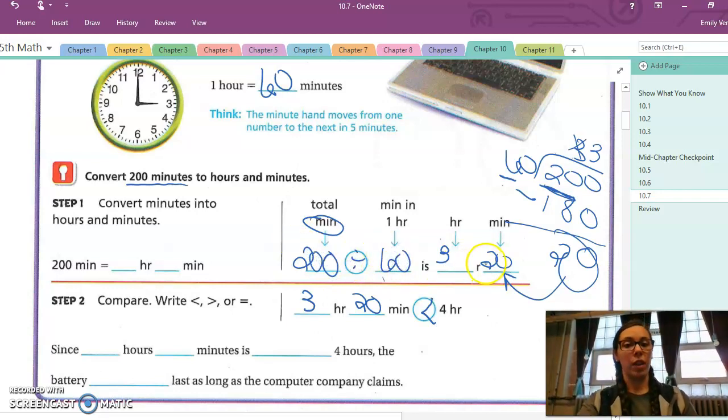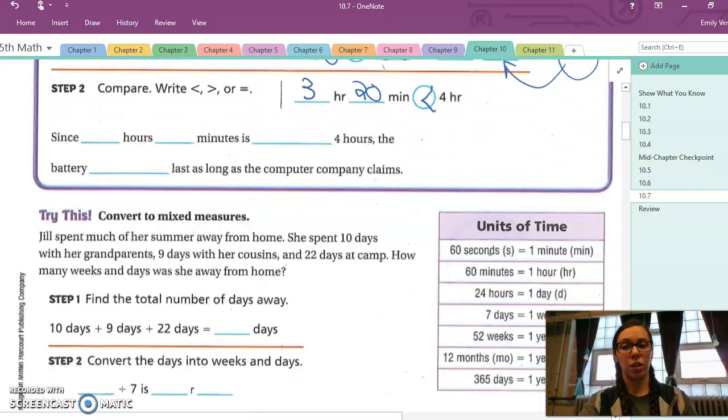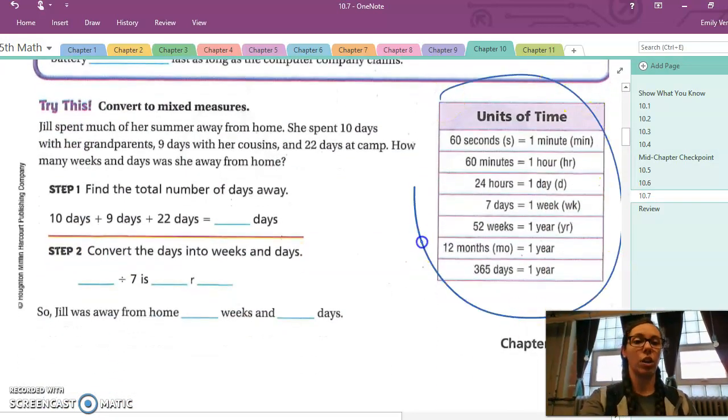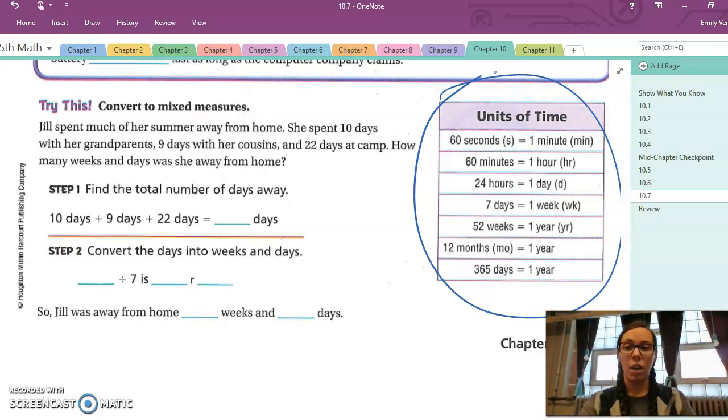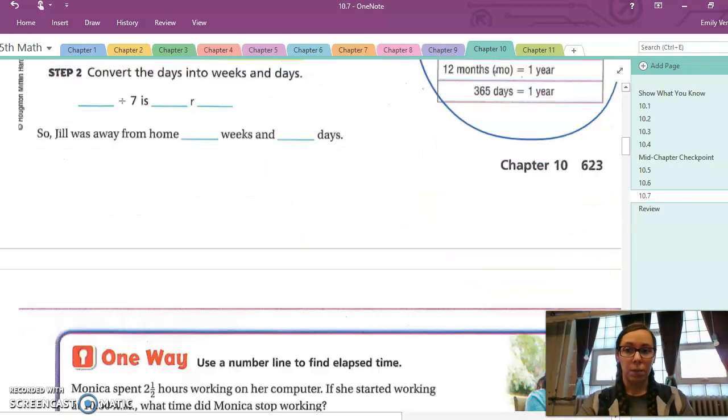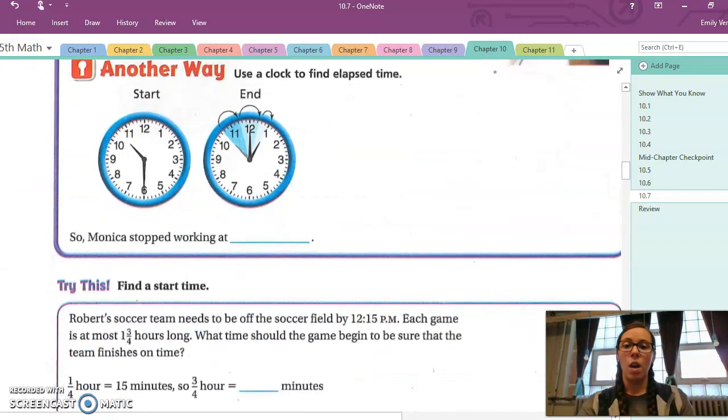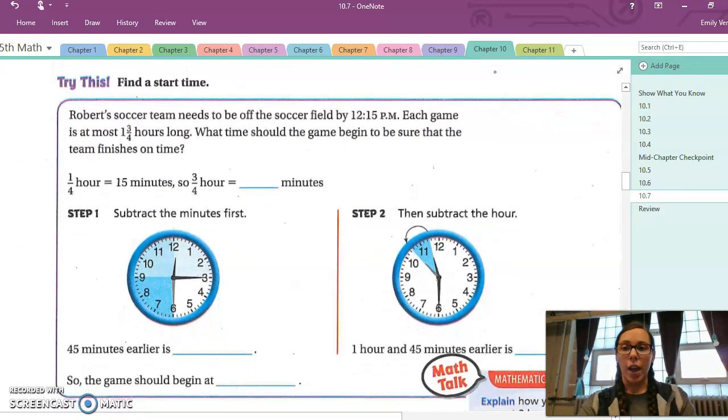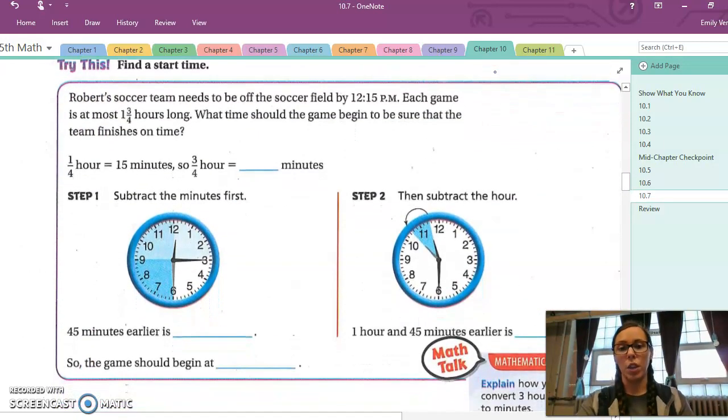And then if you have leftover stuff, that goes over there as your answer. Here is that chart that you're going to be using quite a bit for this assignment. We also have that written in our notebooks already, but it's also in your book so that you can have that. Okay, let's look at this example here, the try this on the next page.